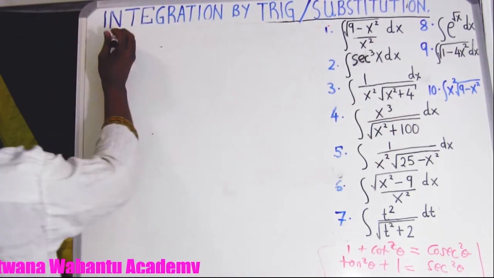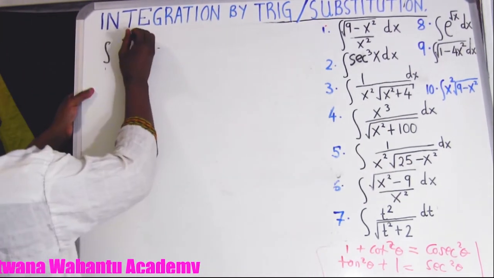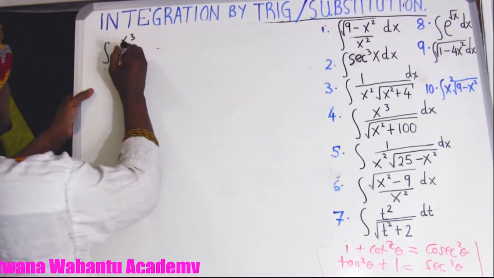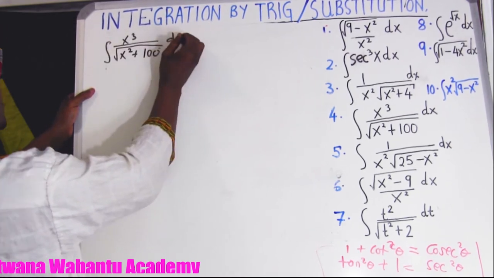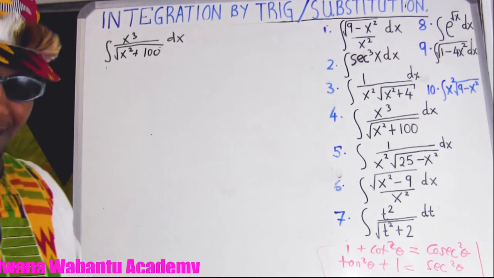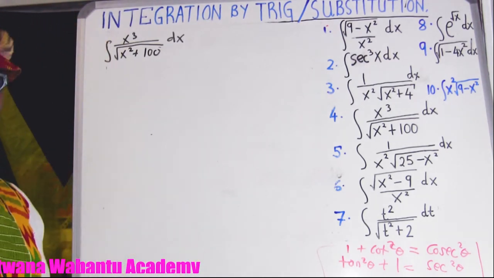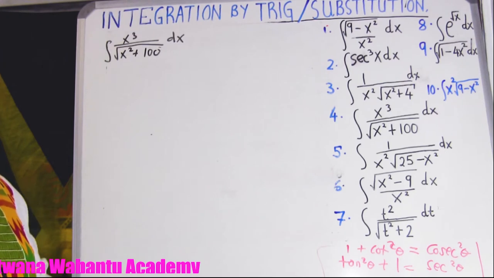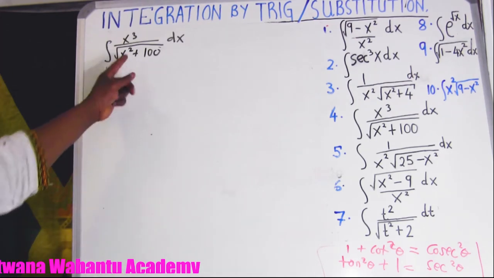This one here. So we got number four. Number four is the integral of x cubed over the square root of x squared plus 100, dx. So you see this one can be done as a trig substitution. But me, I'm not going to do it as a trig substitution. I'll show you. Not all the time, unless they say use trig substitution. Or if they don't, then you can use common sense. Like me here, I'm not going to use a trig substitution, even though it can be.